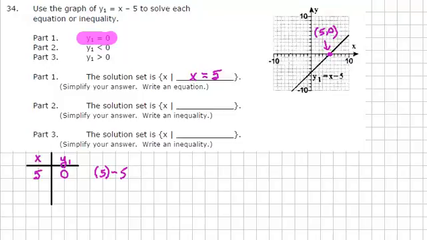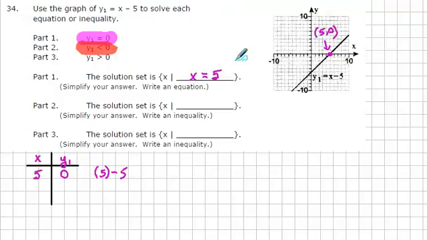In part 2, we're asked to solve the inequality y1 is less than 0. So to solve this inequality, what we need to do is to locate all the points on the line that have a y-coordinate that is less than 0.